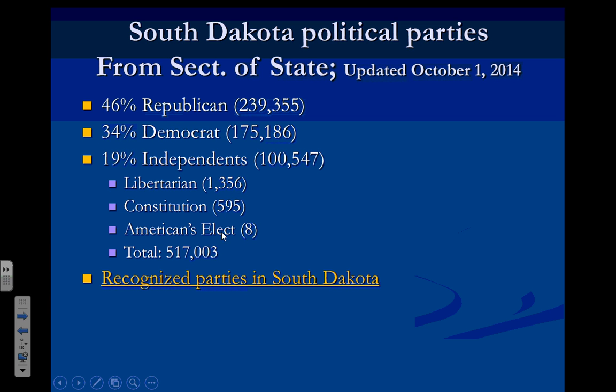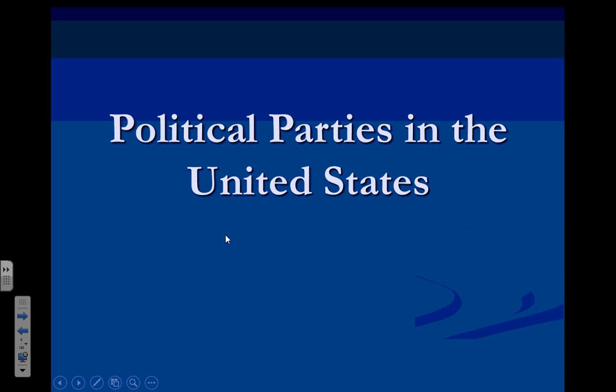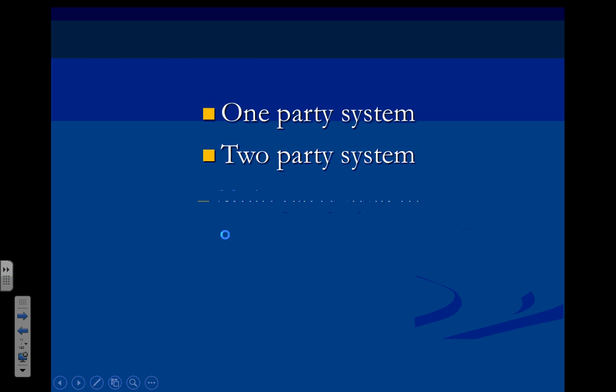Constitution Party, America's Elect Party is a relatively new one in South Dakota. And those are the only recognized political parties in our state. And you don't have to have thousands of members registered. Obviously, America's Elect has got 8. Okay, and we've had different ones, but this is according to the Secretary of State's office, where I'm getting the information.